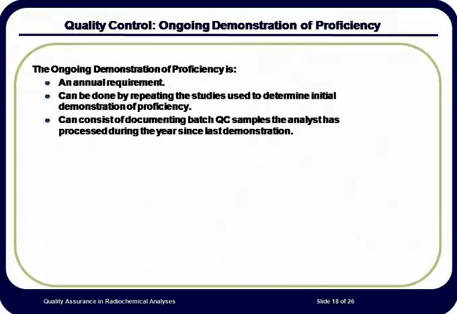Any analyst who performs drinking water analysis must show that they have the capability to accurately and correctly apply the method for the specific analyte being measured. This is shown during the demonstration of proficiency. It is an annual requirement for each analyst for each method. It may be demonstrated by repeating the original studies used for proficiency or by documentation of successful batch analyses, including quality control samples over the course of the year.